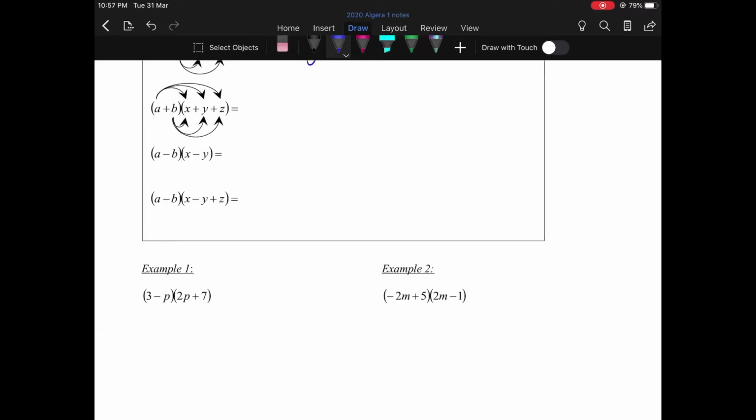To expand, we have to distribute a plus b into every term in the second set of brackets. So we will get ax plus ay plus az, and we get bx plus by plus bz.